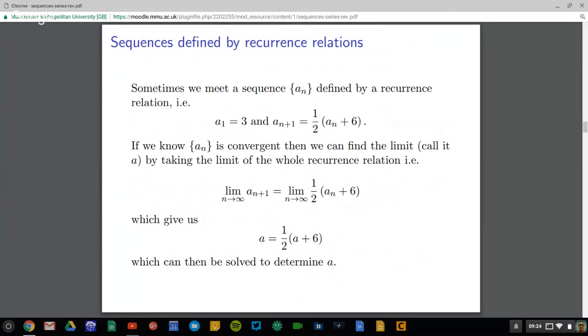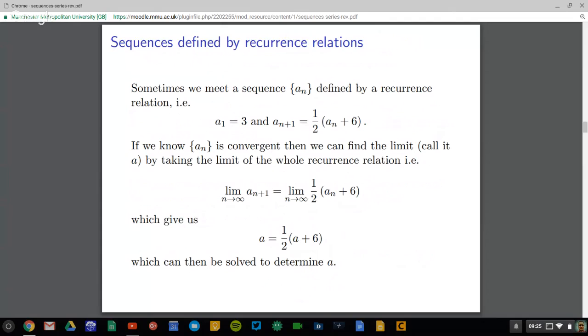If we know that the sequence a_n is convergent, which we might have been able to prove using the monotone convergence theorem, because by analyzing the recurrence relation, you can sometimes show that it has to be either increasing or decreasing, and that the whole sequence is bounded. So sometimes you can reach a conclusion that the sequence has to be convergent. Well, in that case, you can in effect solve the recurrence relation to determine what the limit is.